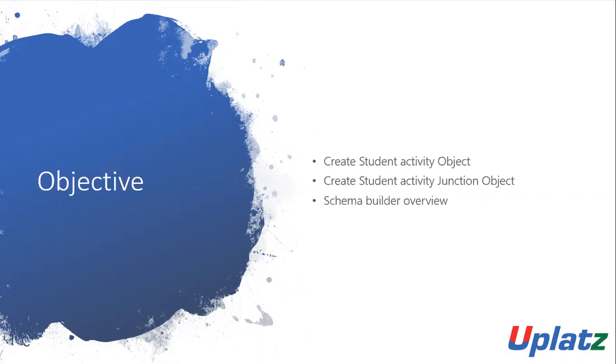As of now, we have created an application. We created a few objects and we added some fields. We have discussed the data types, and in today's module we will create a student activity object. Then we will go with a student activity junction object, and by creating a junction object we understand the many-to-many relationship in Salesforce, and at the end we will talk about Schema Builder. As of now we have seen Schema Builder, and we created an object with Schema Builder, but there is still a lot more to know about Schema Builder other than creating objects.